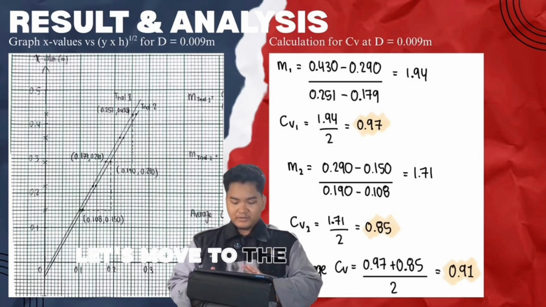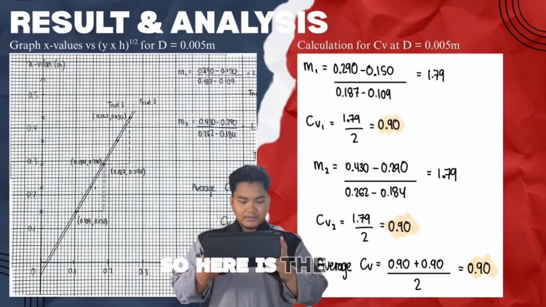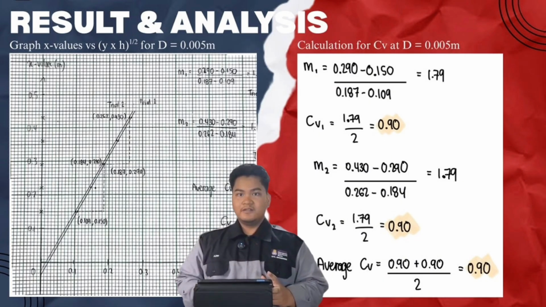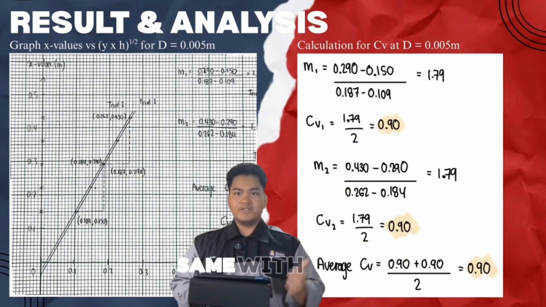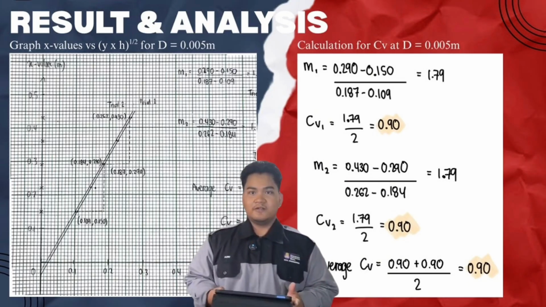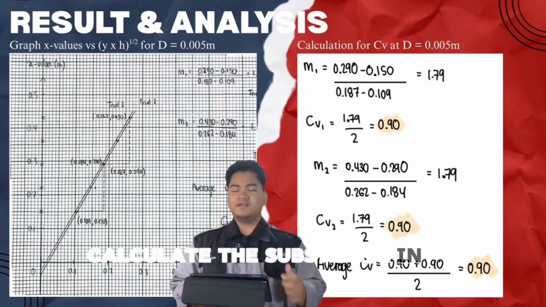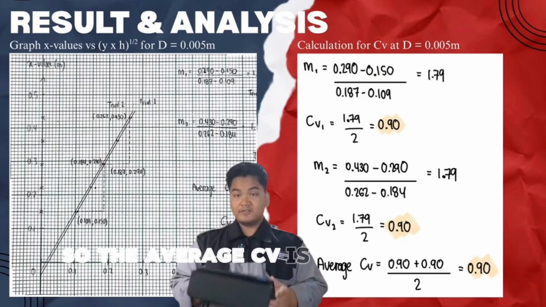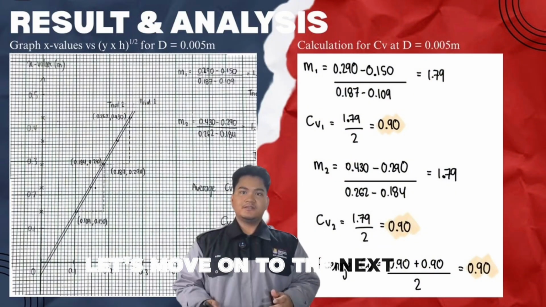Let's move to the 0.005 diameter. So here is the graph that we get from the data reporting, and same as before, we find the slope and calculate using the formula for CV. So the average CV is 0.90. Let's move on to the next result.